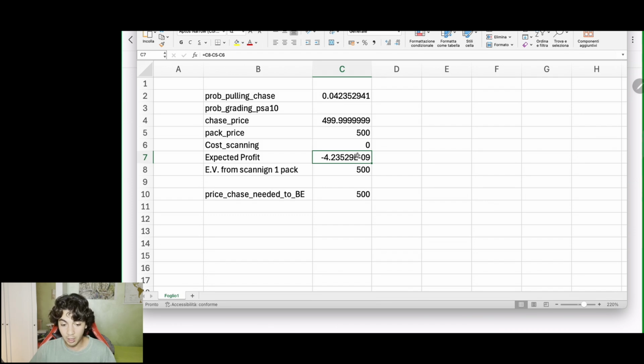Now, again, I'm not cherry picking. This is actually me showing you the math, and this applies to everything. So this is the truth. With the assumptions we made, this is actually how CT scanning works when it comes to your expected value of scanning a sealed product.